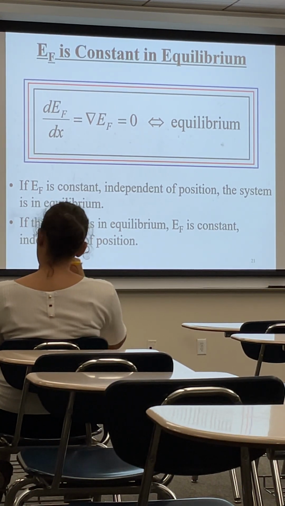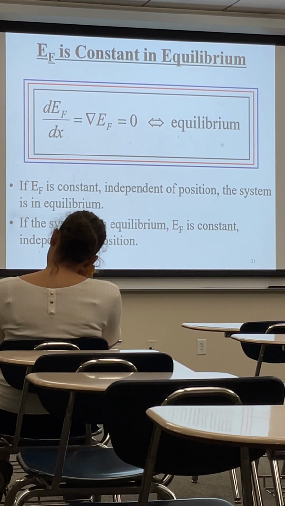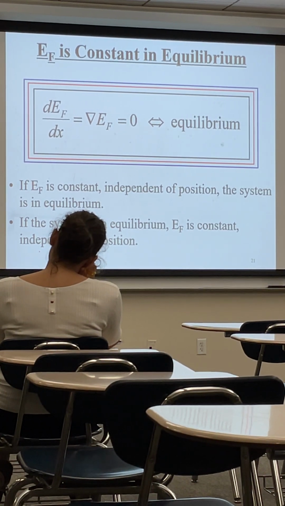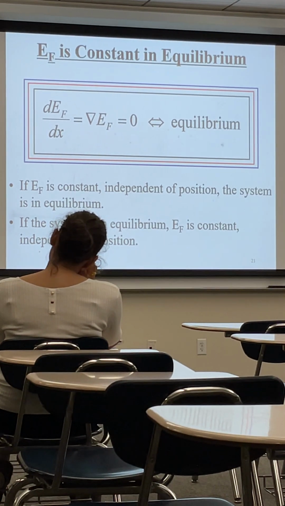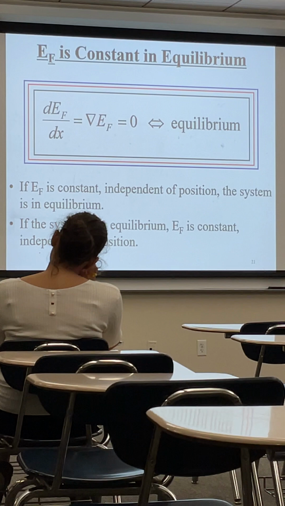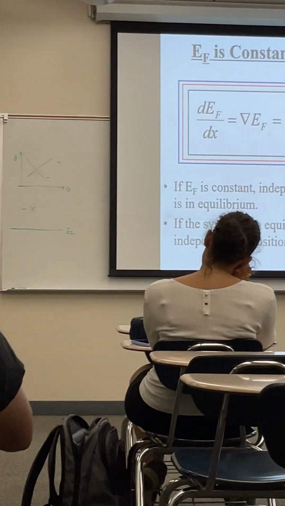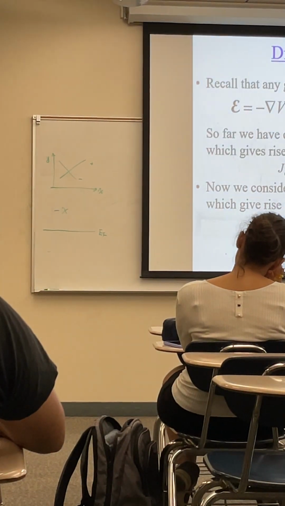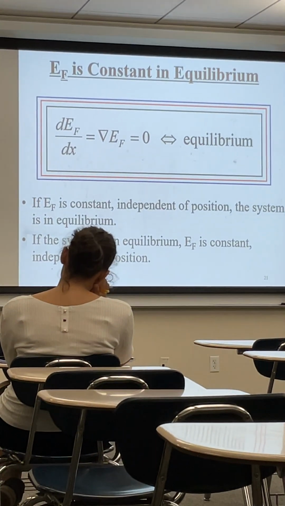Also, if we plot the Fermi level for a system in equilibrium, we just plot it as a horizontal line. It doesn't change with x. So this is the Fermi level in equilibrium. Any questions about this?